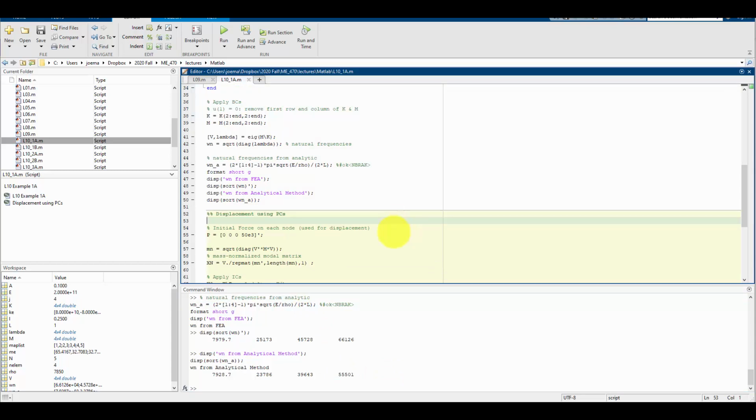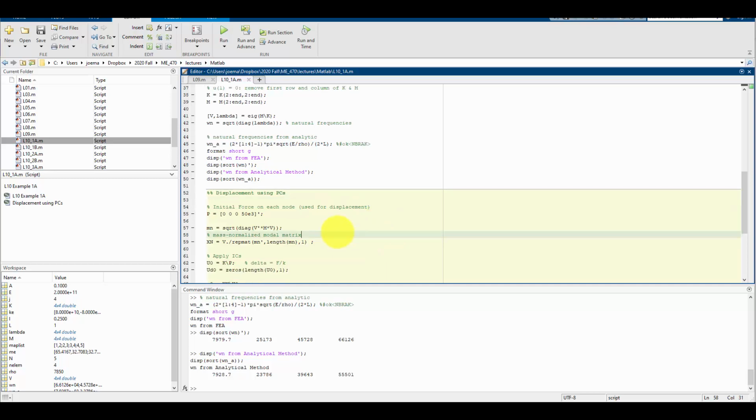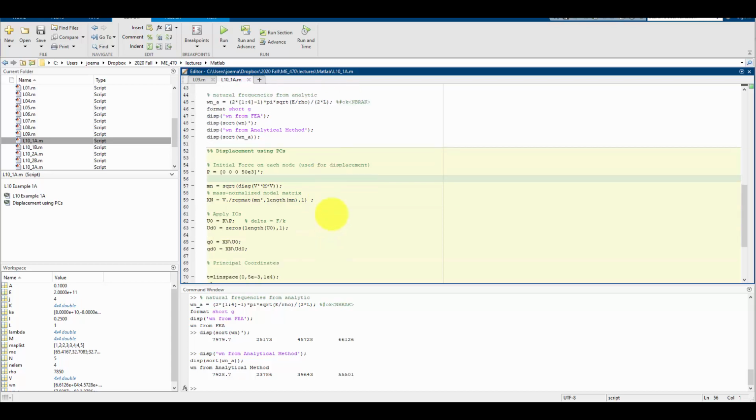Now let's go on and solve for the behavior of our degrees of freedom using principal coordinate analysis. And this is no different than when we saw it the first time when we were looking at multi-degree of freedom systems. So first, I'm going to need to find out what my initial conditions are. Same initial conditions as I had when I solved this analytically. I'm going to use this force, and I'm going to use that to find the displacement of, in this case, just those 5 nodes.